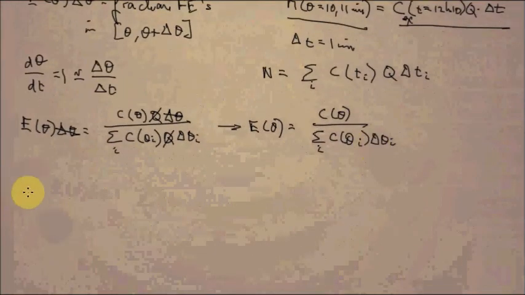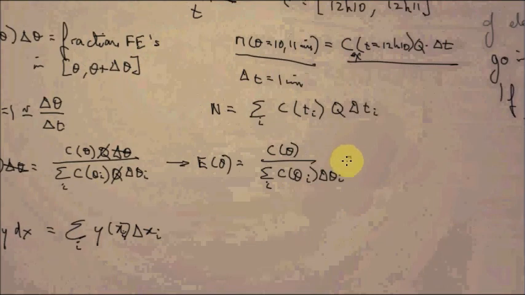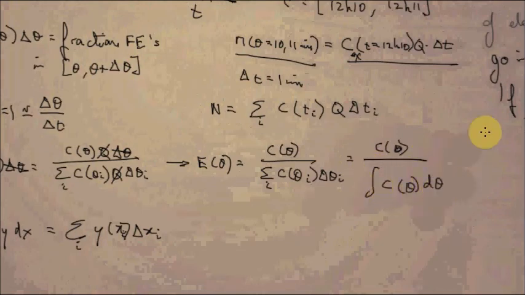Right, so just a quick reminder, your Riemann integral, if you were looking at the integral of y in x, then you could get that simply as the sum of y of x in delta x if you are considering specific intervals, right? The discrete form considering specific intervals like that. So that's a Riemann integral, so we can write this more simply as c of theta over the integral in c of theta. Right, and this is a beautifully simple result.